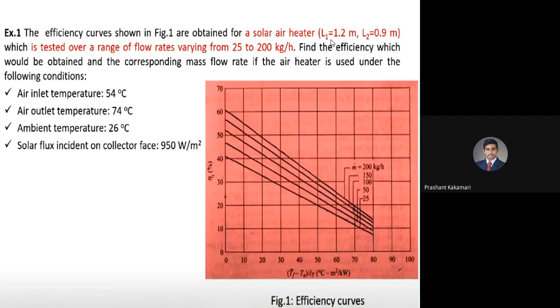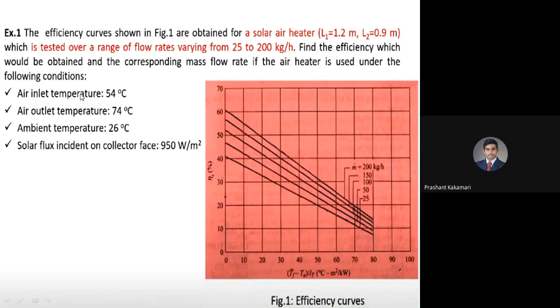Again, depending upon area, efficiency may also change. So one of the experiments done here is to change the mass flow rate, keep all other parameters constant, and find the efficiency of the collector. So the question is, find the efficiency which would be obtained at the corresponding mass flow rate if the air heater is used under the following conditions.